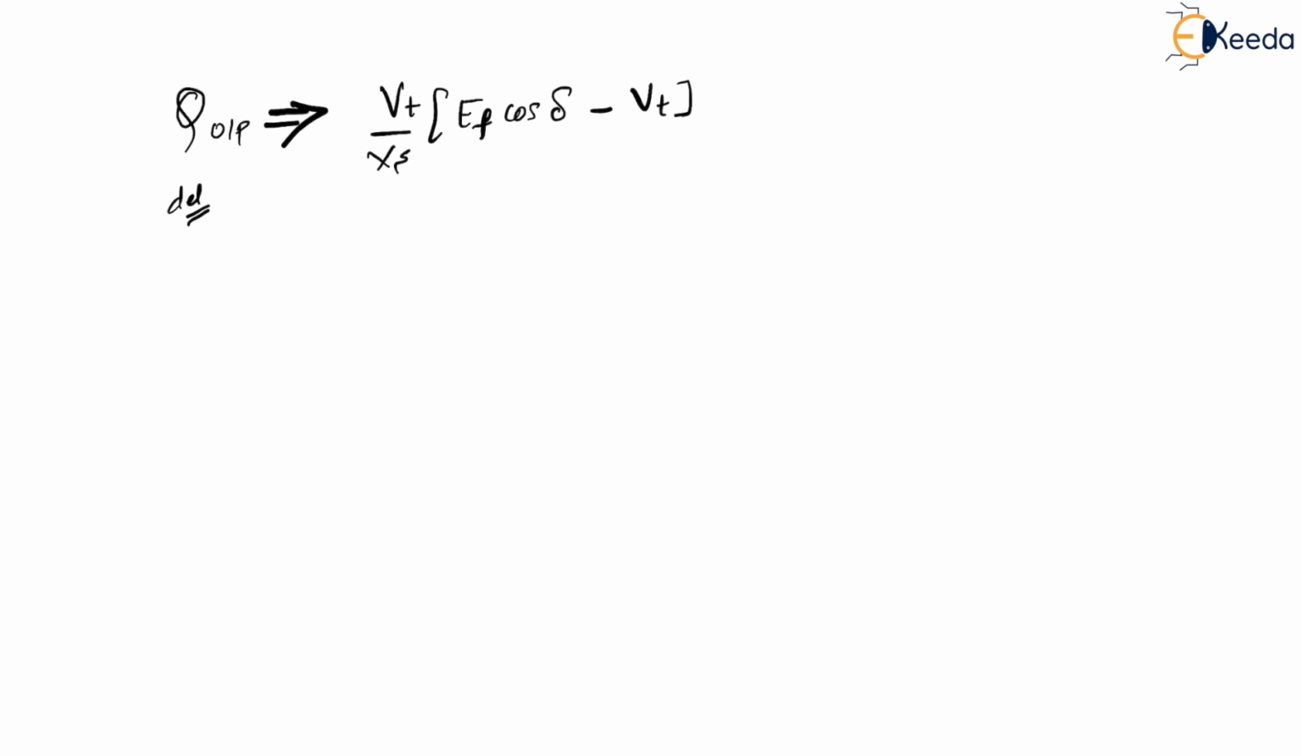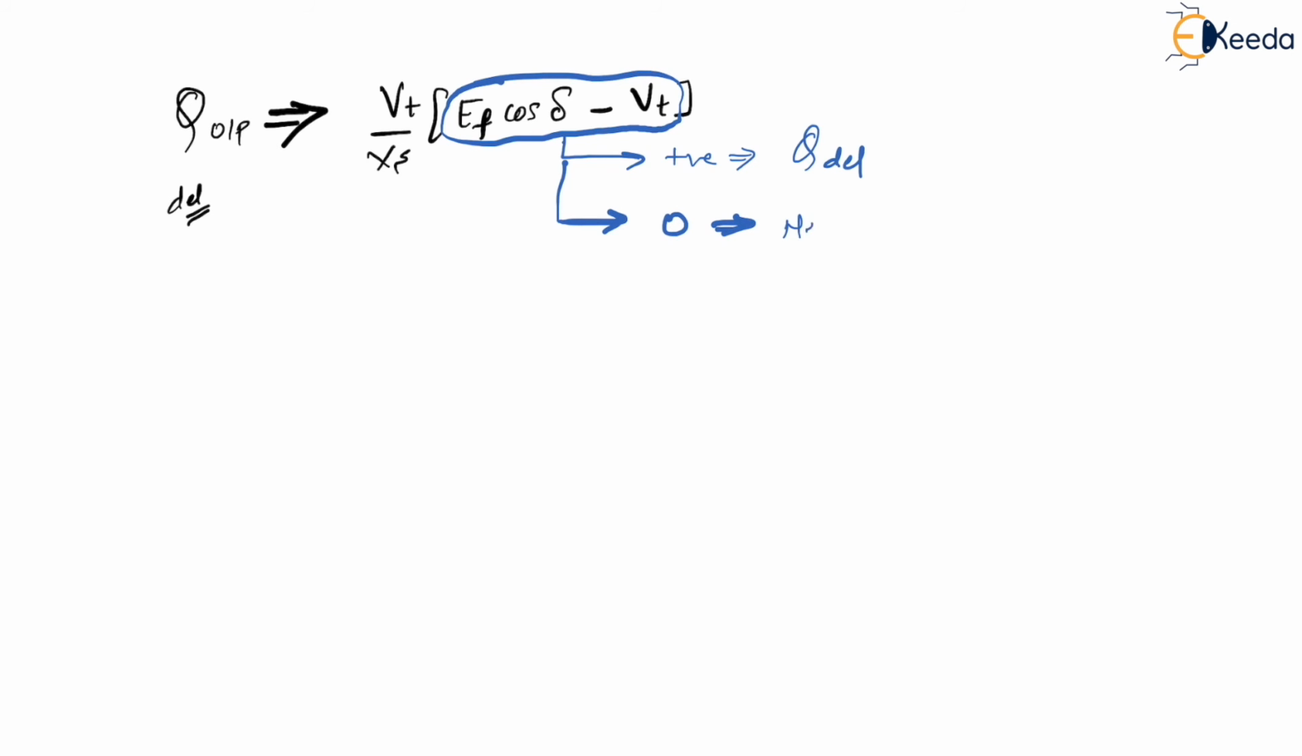It is right. Now, what happens if this particular thing, Ef cos delta minus Vt, turns out to be positive? Then it is going to be delivering Q, because it is Q output, delivered positive. Now, what happens if it becomes zero? We can say that it neither delivers nor absorbs reactive power.